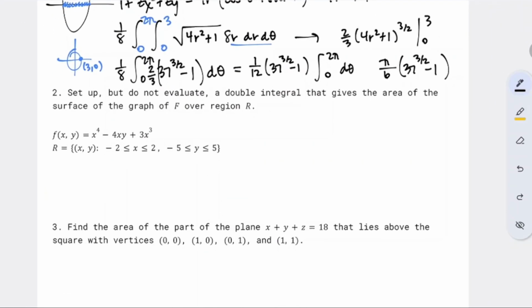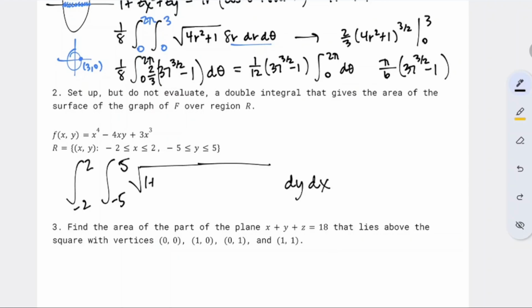All right, set up but don't evaluate a double integral that gives the area of the surface of the graph of f over region R. Gladly. Oh, yes, this looks wonderful. So I'm going to be integrating x from -2 to 2, y from -5 to 5, so that'll be a dy and then a dx. There will be a square root. I should have looked a little bit more closely at the nature of the function. I'm seeing the square root's probably going to be a little longer. Y's first, then x's, 1 plus.